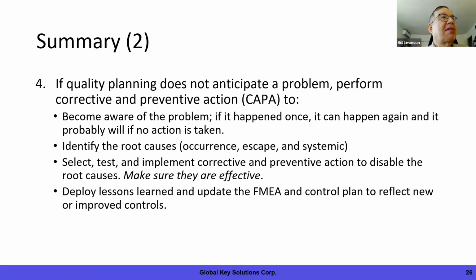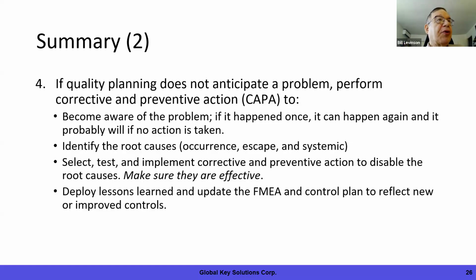If quality planning does not anticipate a problem, perform corrective and preventive action to first become aware of the problem. If it happened once, it can happen again, and it probably will if we don't do anything to stop it. Remember, if you see one termite, that's cause to go looking for other termites and get rid of them before they cause damage. Identify the root causes. Remember, we're looking at 3 root causes: the occurrence root cause, escape, and systemic.